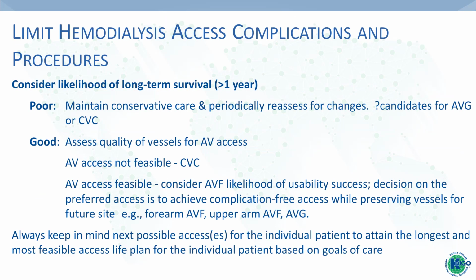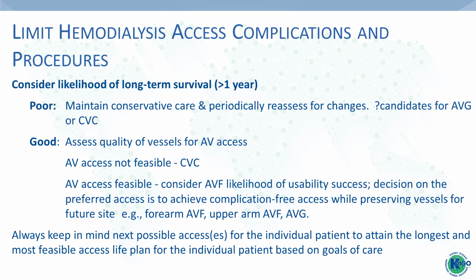So the other issue that people raised was access. And I think we need to be aware that one size doesn't fit all in terms of access. So it's different depending on what people's goals of therapy are. And on occasions, if people have a likelihood of a short-term survival, then it is perfectly reasonable to be thinking about a central venous access, or is it best to put in a graft?